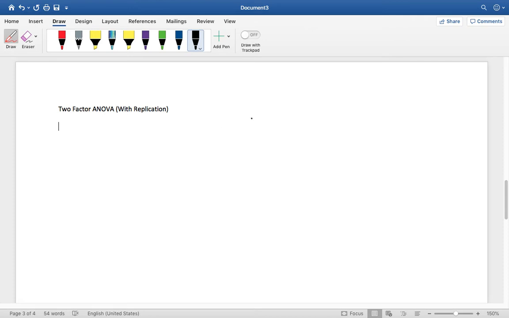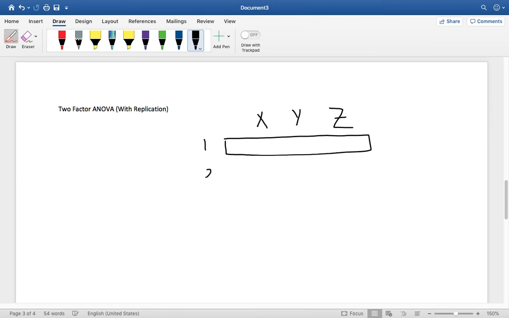We actually had one factor, which was blend X, blend Y, and blend Z of the gasoline. And that was the main factor. But we introduced a second factor by blocking together the automobile. So we actually created this second factor running down the side here: automobile 1, automobile 2 blocked together. So we kind of created this factor.